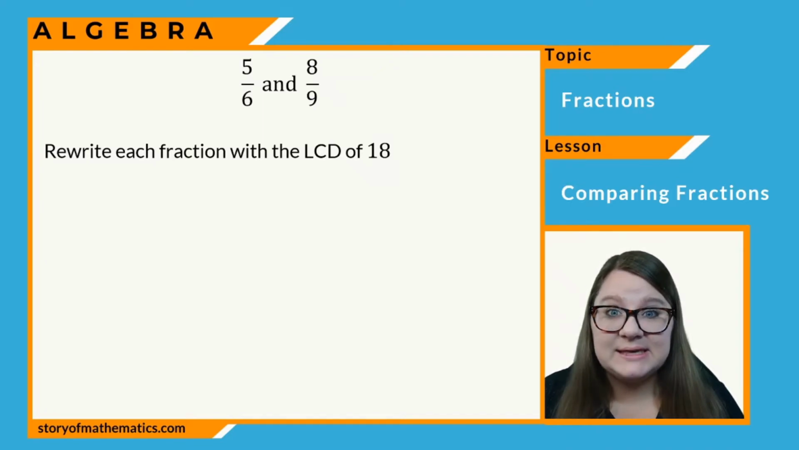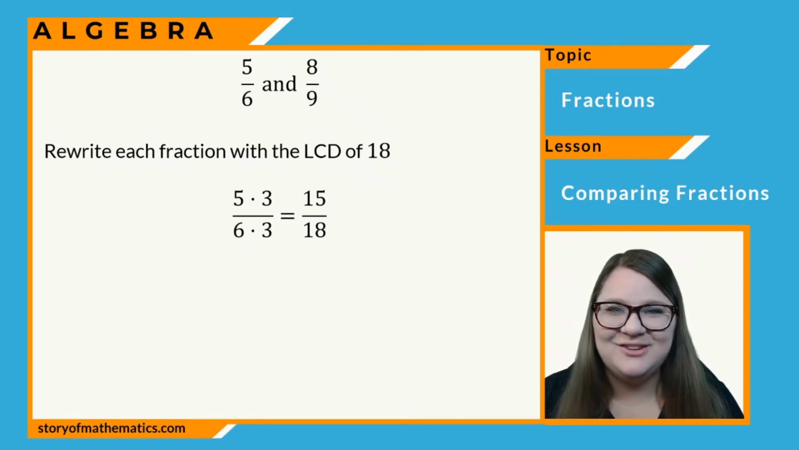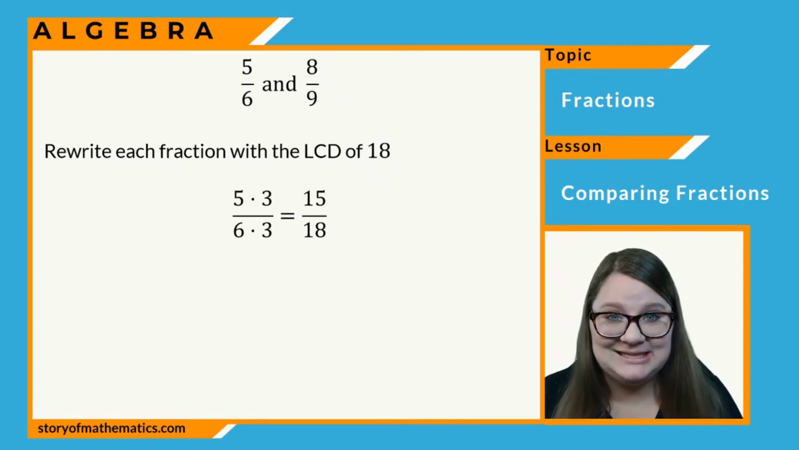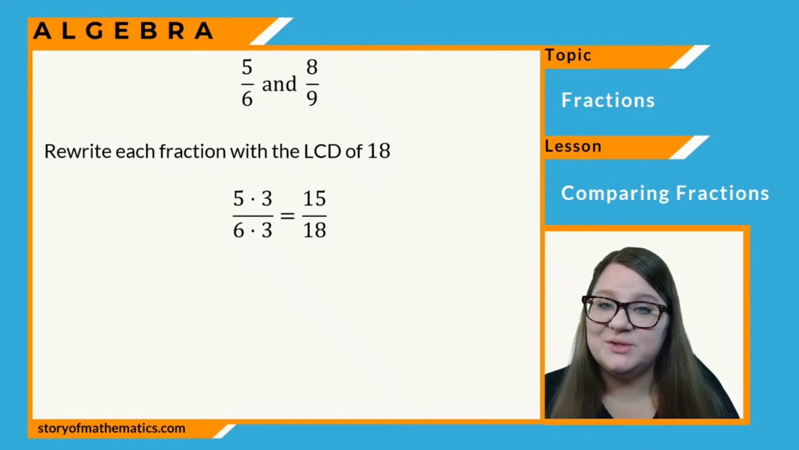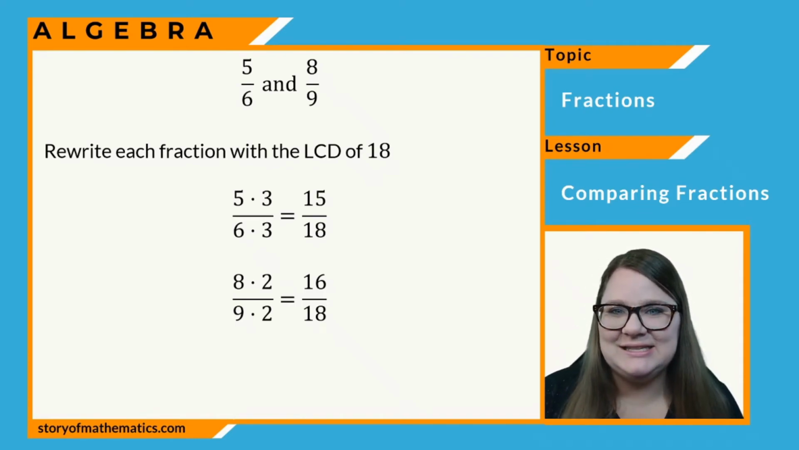Now, 5/6. To make 6 turn into 18, I'll need to multiply it by 3. But what I do to the bottom, I do to the top. So I multiply both top and bottom by 3, which gives me 15/18. 8/9, to make the 9 turn into 18, I'll have to multiply by 2. Again, I do it on top and bottom, so that gives me 16/18.